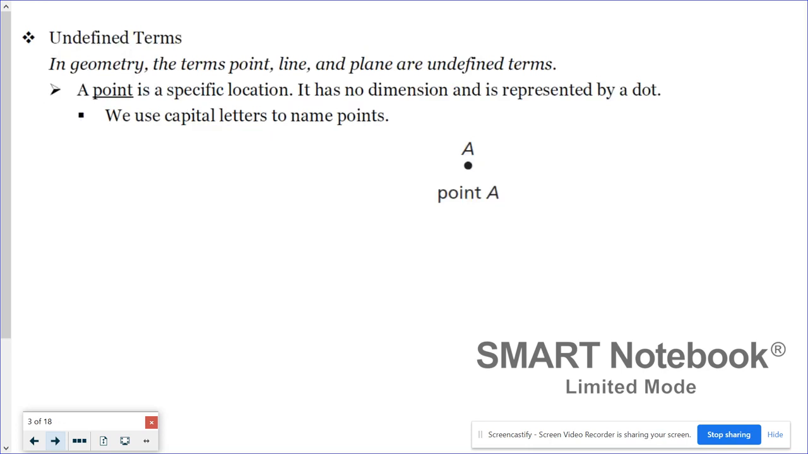So to start with, we have a point. And a point is a specific location. It has no dimension and is represented by a dot. And we use capital letters to name points. Here we have point A, and we're simply using a capital A to name it.